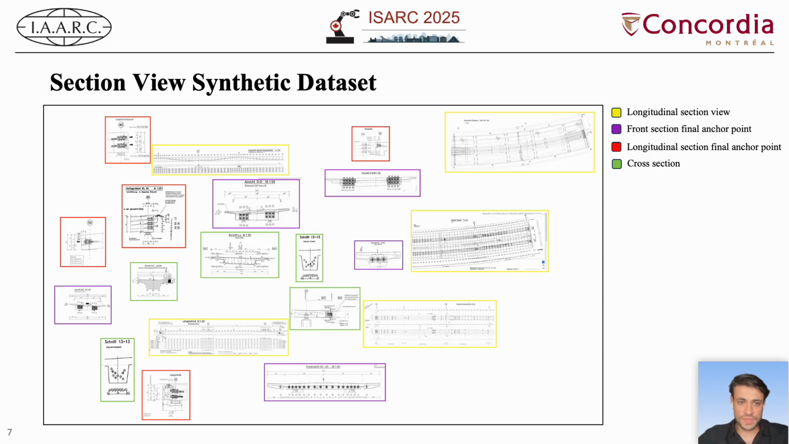Here you see an example of the section view synthetic dataset. As I explained before, there are 4 different subclasses, and each subclass was again randomly overlaid onto white backgrounds. We also used background images that were construction drawings and overlaid onto these randomly, and you can see that it's quite complex and has very much information in it.